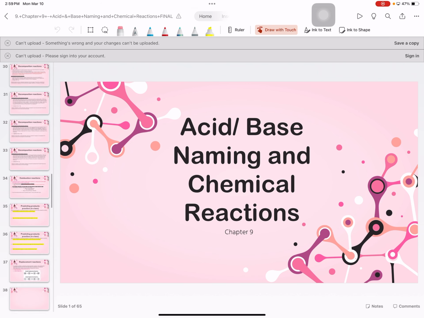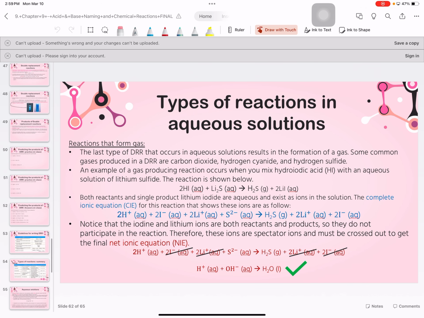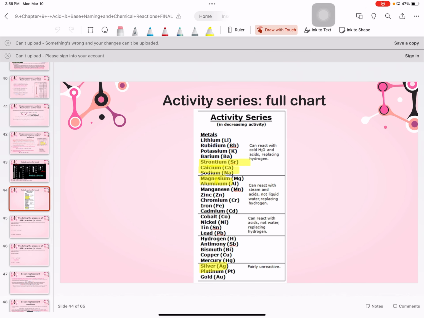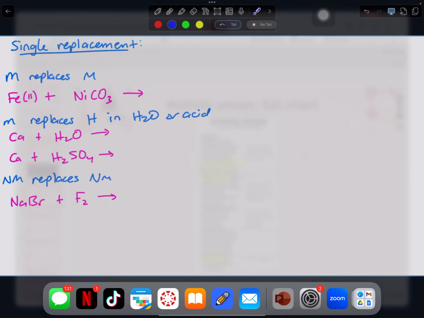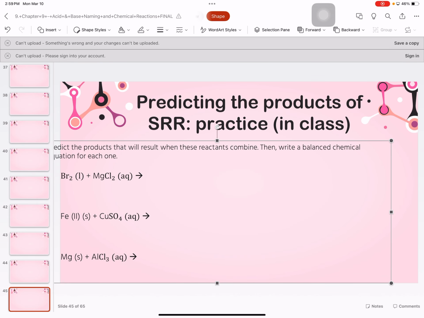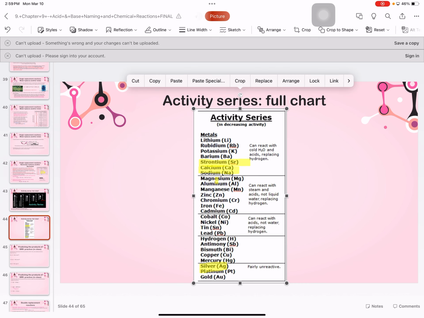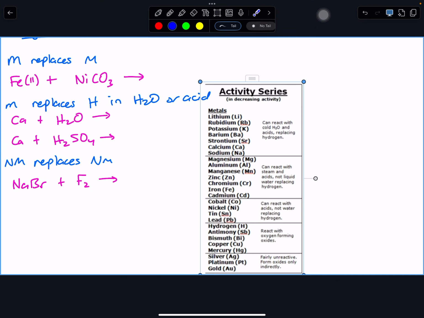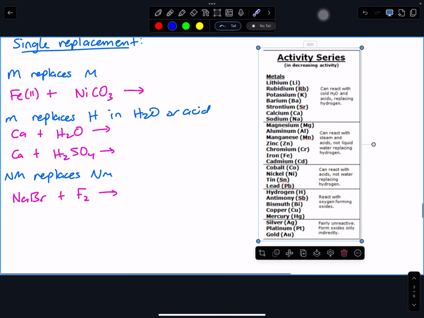It's blurry. Right. I'm gonna copy and paste it into the thing. Hold on. Okay. This is the activity series.